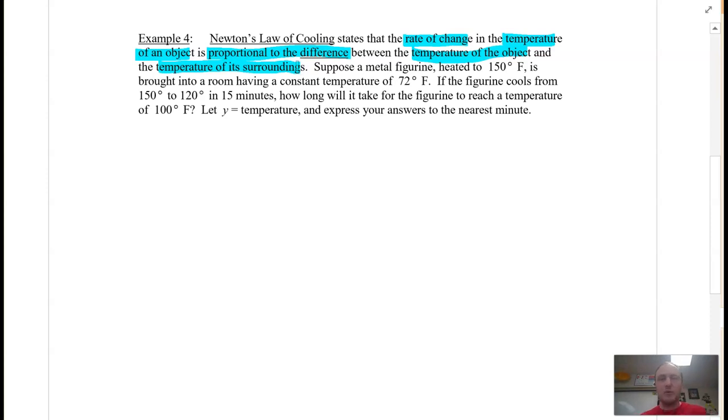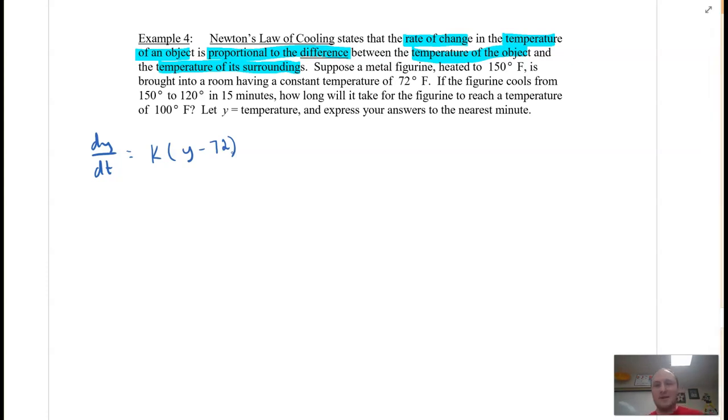And we're going to be working with this, so I want to write an equation to represent this. So the rate of change, which we know is dy, in this case with respect to time, of the temperature of an object, is proportional. Remember, our proportionality constant we're calling k, is proportional to the difference of the temperature of the object, so that's going to change, right? If I bring an object into a room, the temperature is going to change, and the temperature of its surroundings. And let's assume that stays constant. So I'm going to put 72, and I'll tell you why I'm putting 72 here in a moment. But this equation represents Newton's law of cooling.